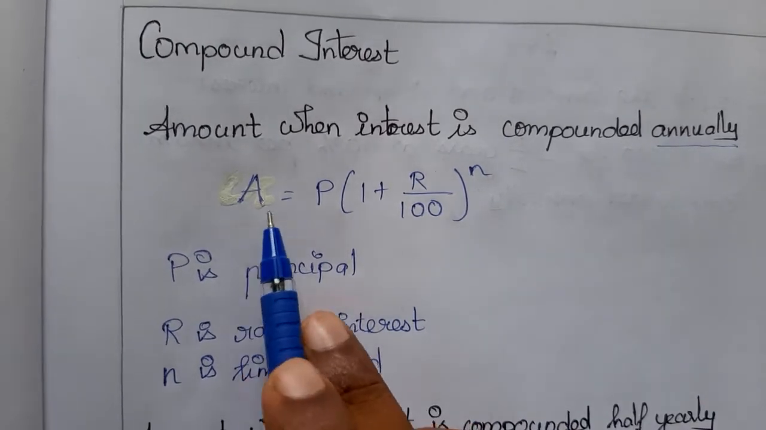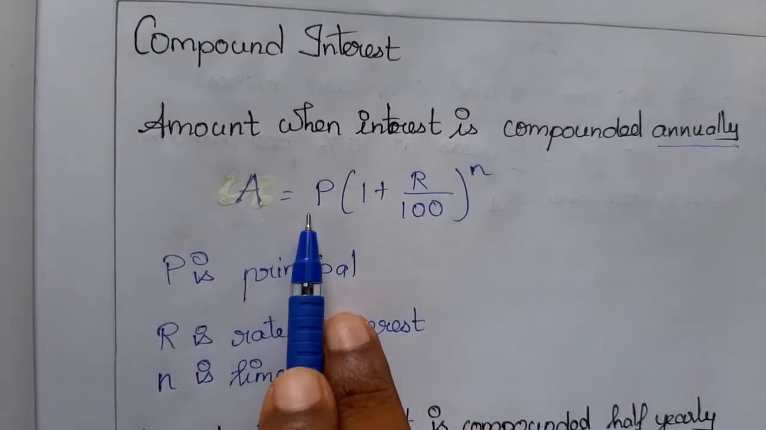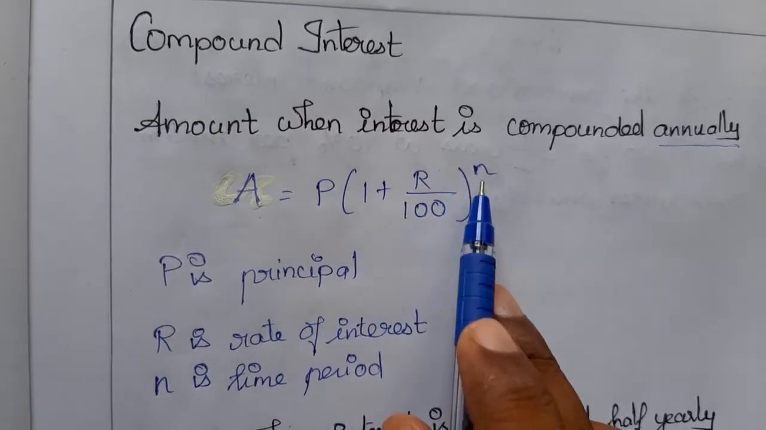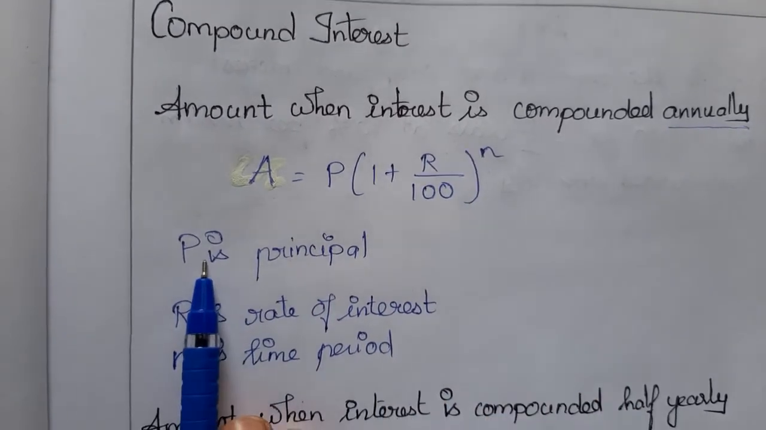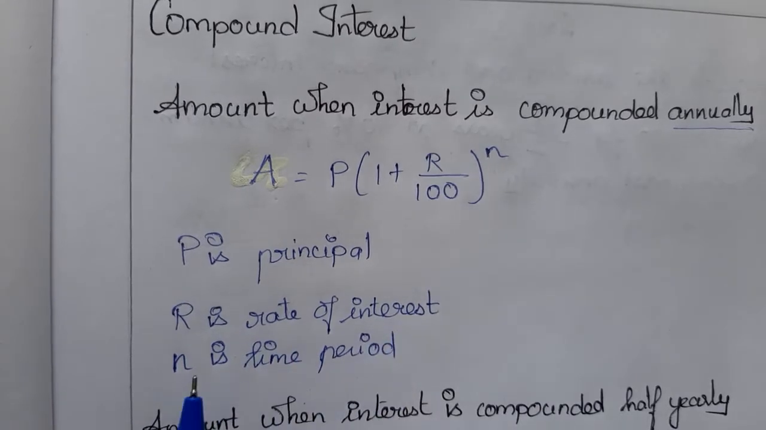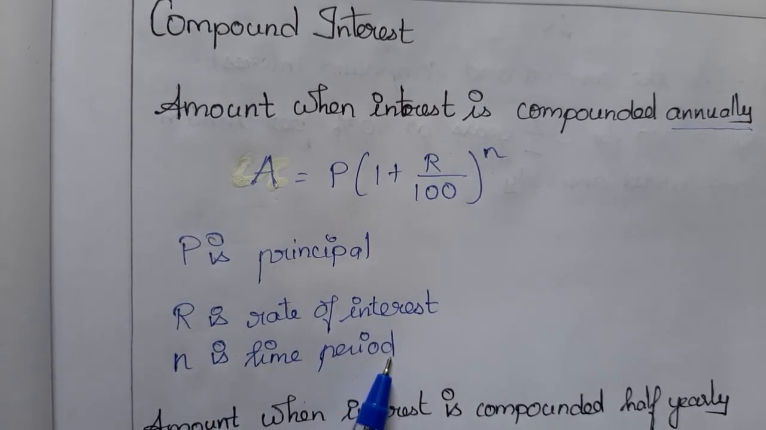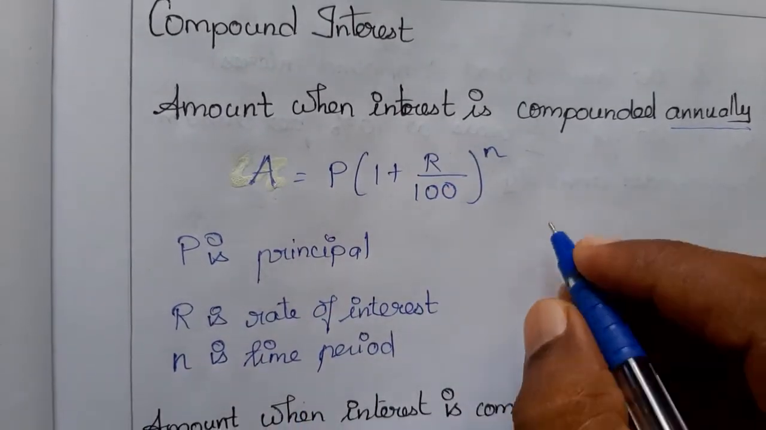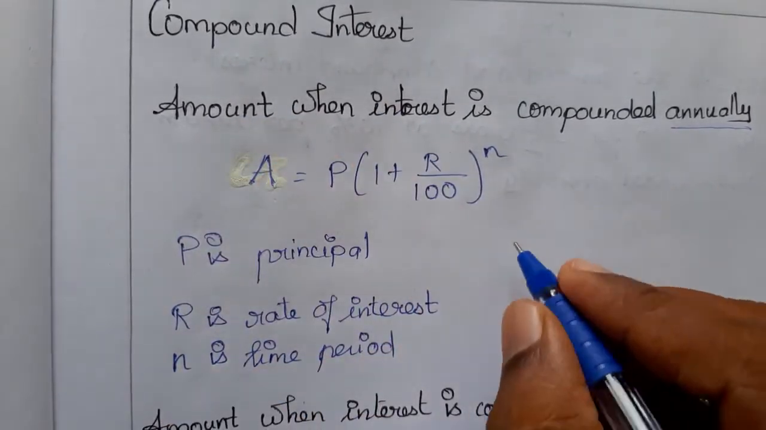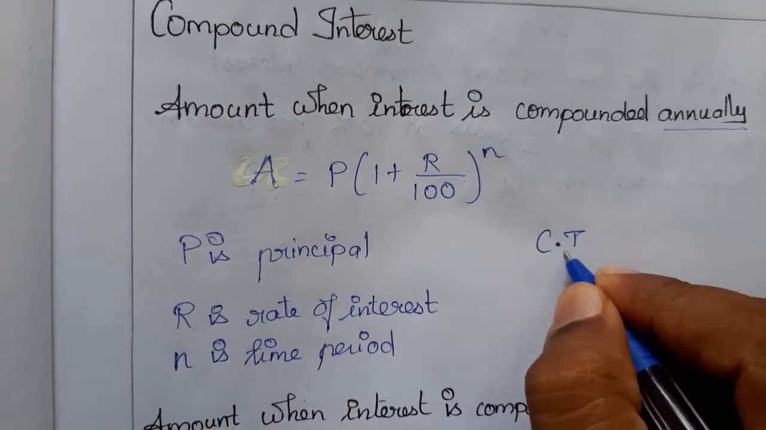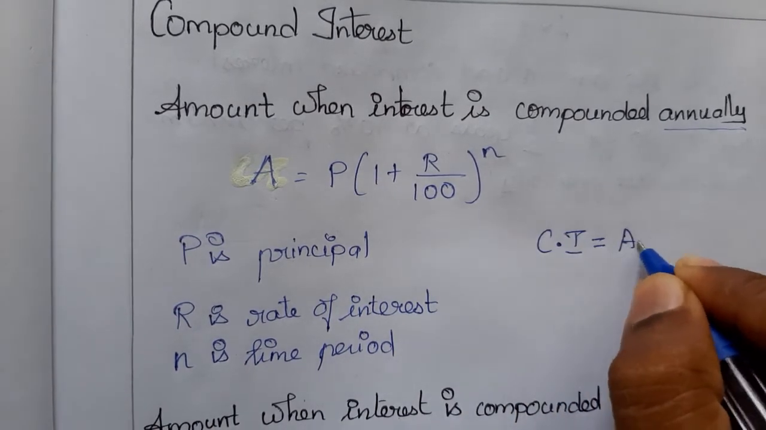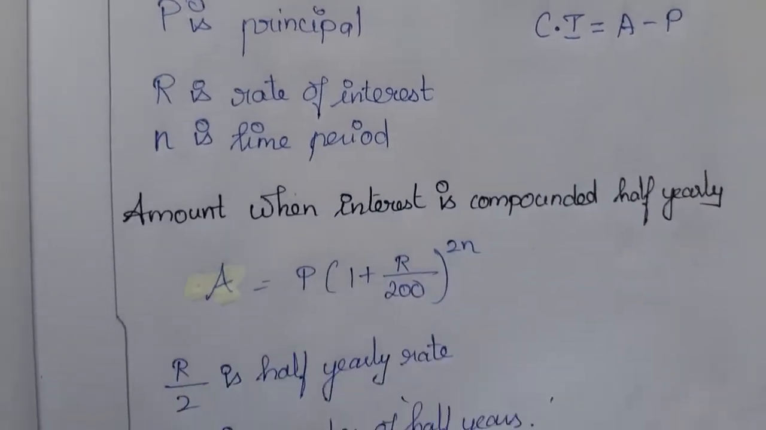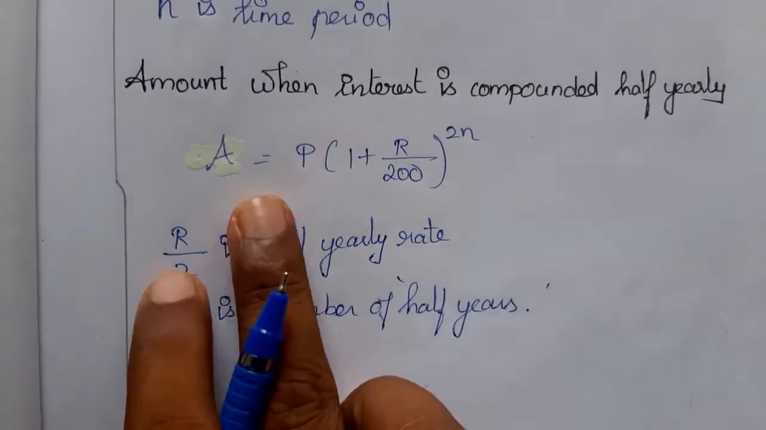Its formula is: amount A equals P, the principal, into 1 plus R by 100, the whole power n, where P is the principal, R is the rate of interest, and n is the time period given to pay that amount. If we need only the compound interest, then from this amount we can subtract the principal, and then we will be getting the compound interest.